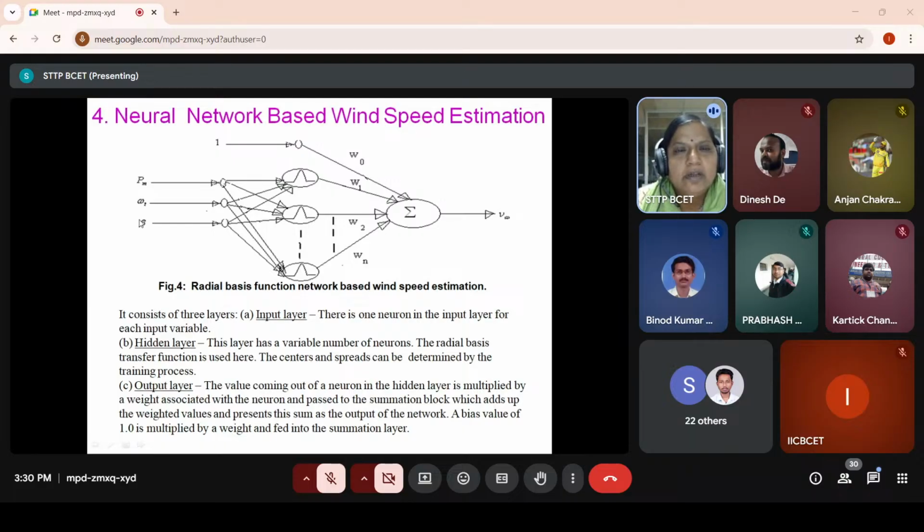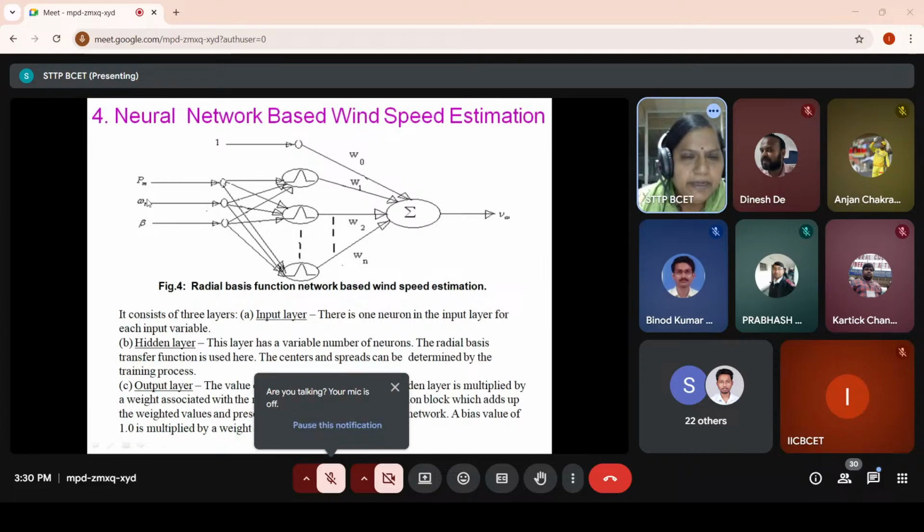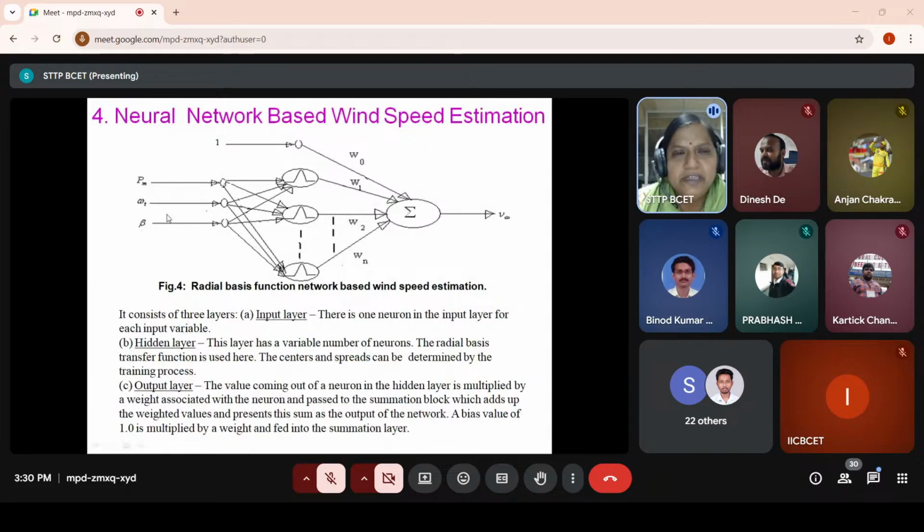So this is how all the ranges for the individual inputs, PM, omega t, beta, are covered. PM is the maximum power coefficient, omega t is the turbine speed, and beta is the blade pitch angle. All the ranges of the values of PM, omega t and beta are being covered.